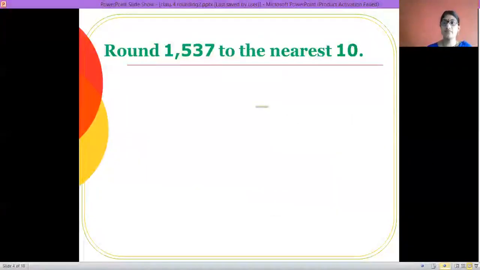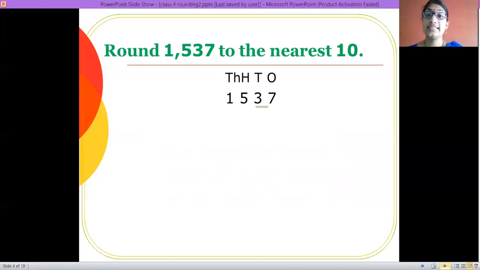Round 1537 to the nearest 10. First, we'll write the number. On top of the number, we'll write the places of each digit. Here, 3 is in tens place. So, 3 is the rounding digit. And the digit in the ones place, which is towards the right of our rounding digit, that is 7 in this example, we have to consider this. Now, we have to see whether this 7 is equal to 5, greater than 5 or less than 5. So here 7 is greater than 5.